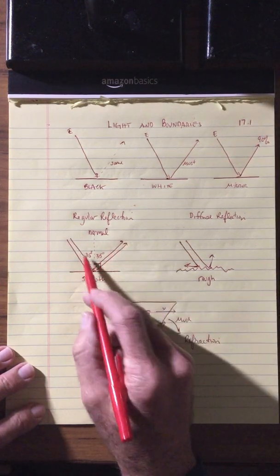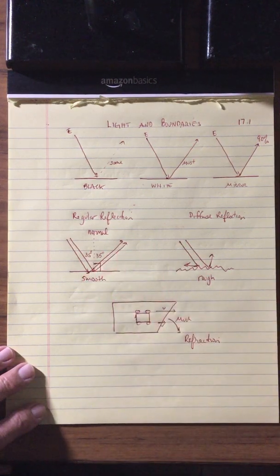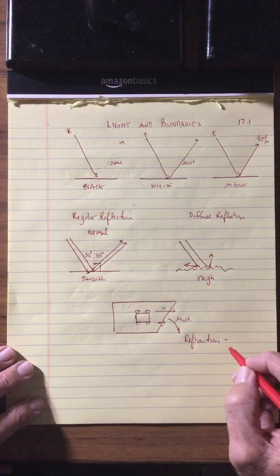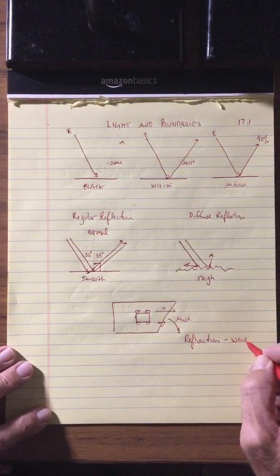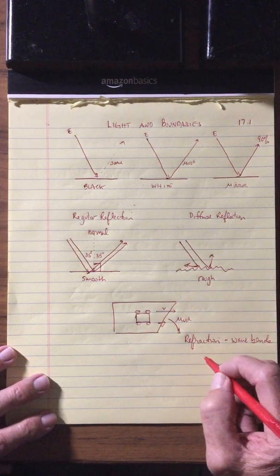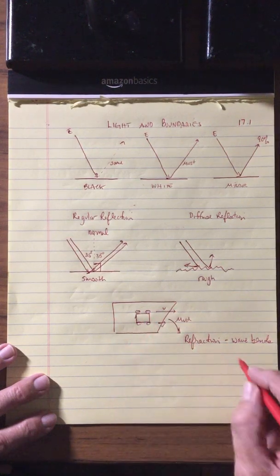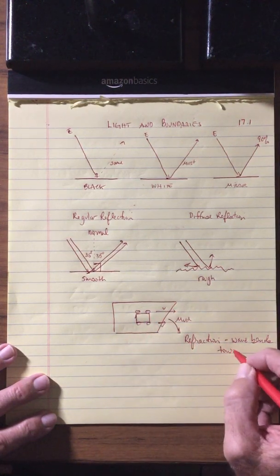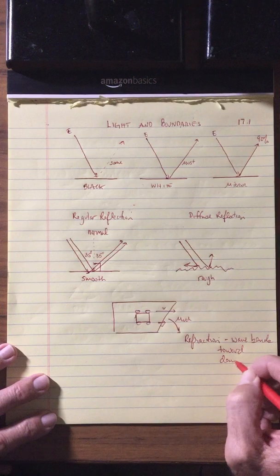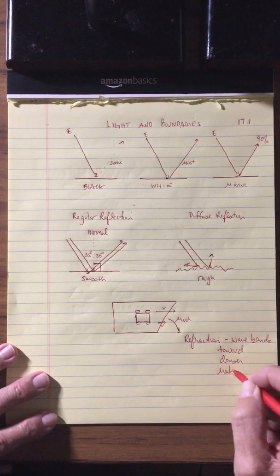So with reflection, again, incident rays come in and the exiting rays are going to be at the same angle. With refraction, we get a bending of the waves. The wave bends, okay? And it bends toward the denser material. And that's going to be an important concept. Wave bends towards the denser material.